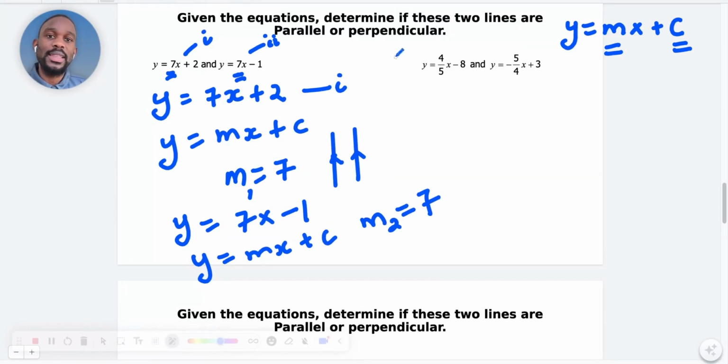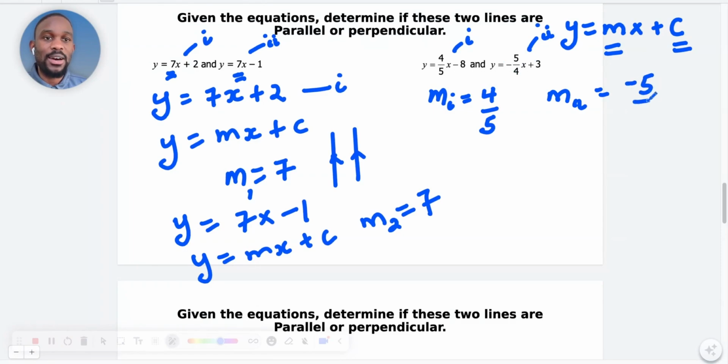Now let's look at this example. The first question you should ask yourself is, is the equation of the line given in y = mx + c? Is y the subject? If y is the subject, then you can easily tell the slope. For example, if this is line 1 and this is line 2, what's the slope of line 1? M in line 1, let me call it m1, is 4/5. What about in this equation? The coefficient of x is -5/4. Are these slopes the same? No. So they're not parallel.